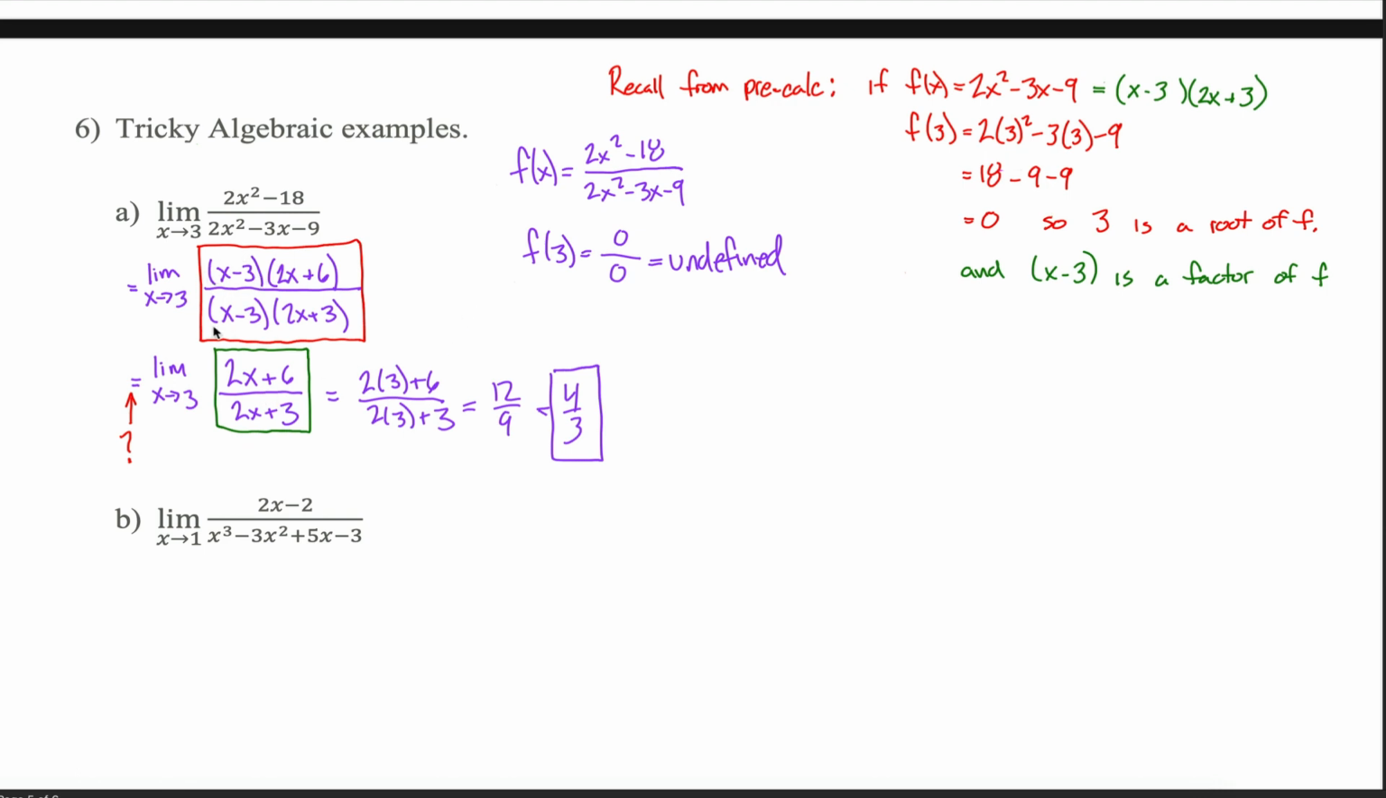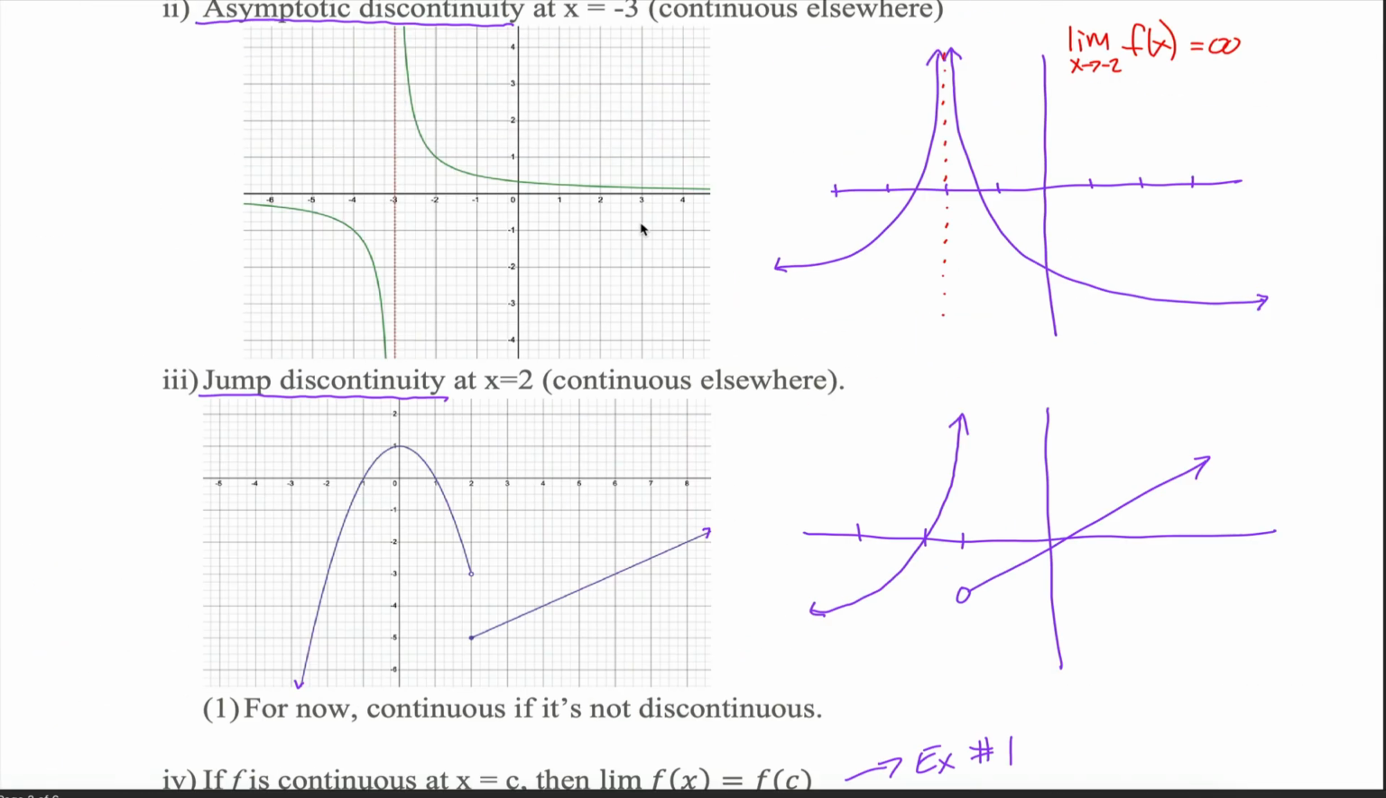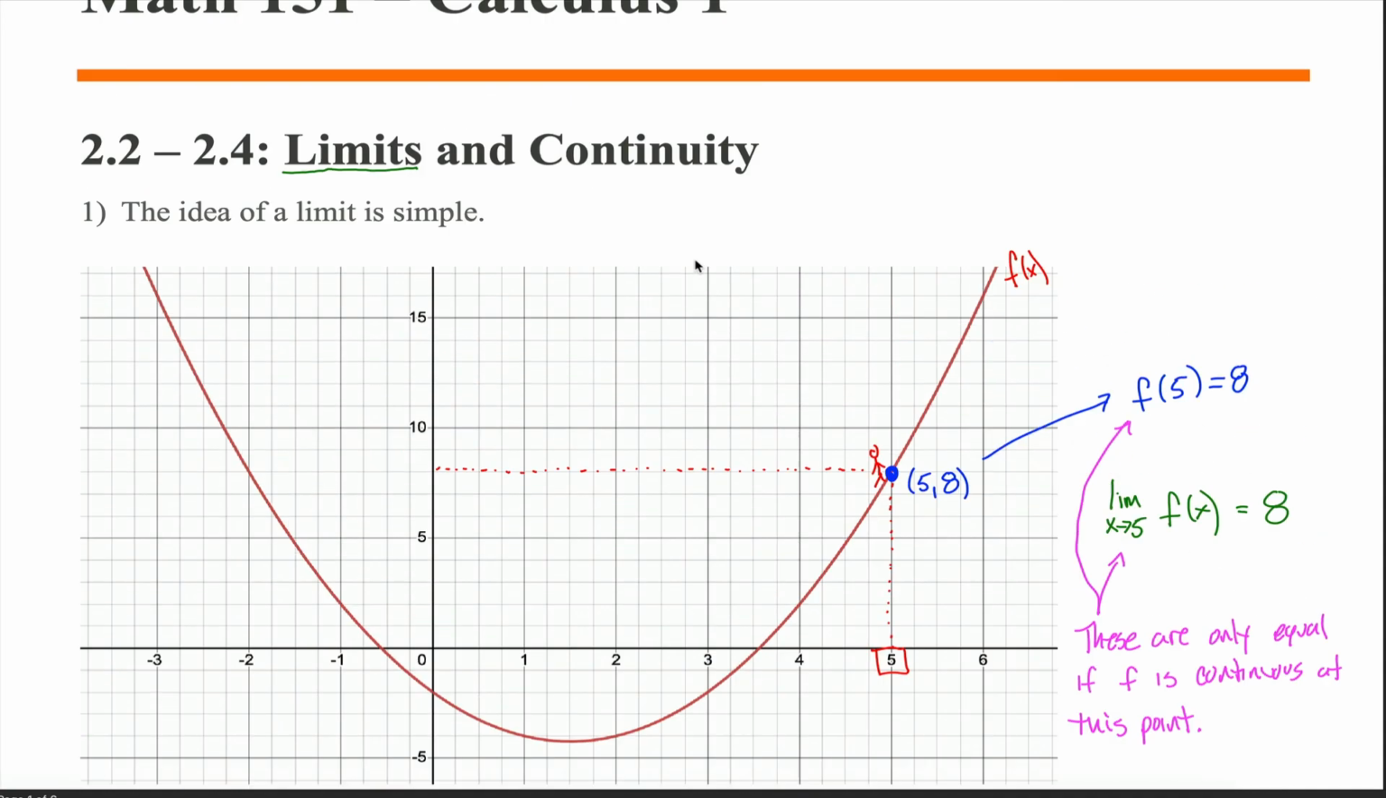When you cancel out these x minus 3's, all you're doing is getting rid of that hole that was at x equals 3. If you look at this graph and you look at this graph, they'll look identical, except this graph will have that hole at x equals 3. It's really analogous to the first two examples we saw in this section.